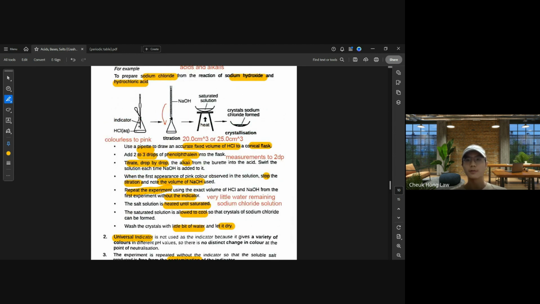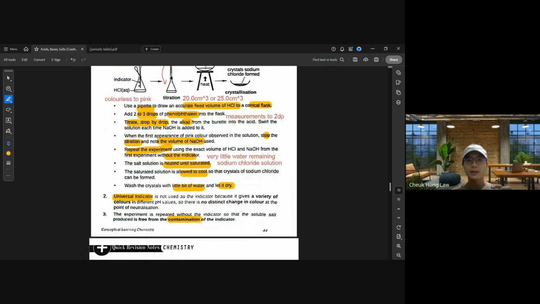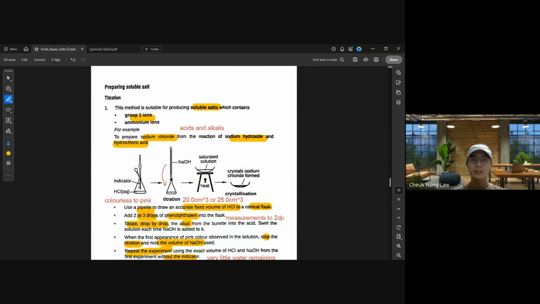You just have to think about you're making bubble tea. The acid is your milk, and the alkali is your tea. The milk is a fixed amount. Then you measure how much tea you're going to add in. To do that, you need to add the indicator first, so you can see the color change. Then you start adding the tea bit by bit until you see the color change. Then you note the volume of the tea, which is your alkali. Then you repeat without the indicator and you heat the solution until it's saturated. Then you let it cool so that the crystals can form. Then you wash it with water and let it dry. That is for titration.